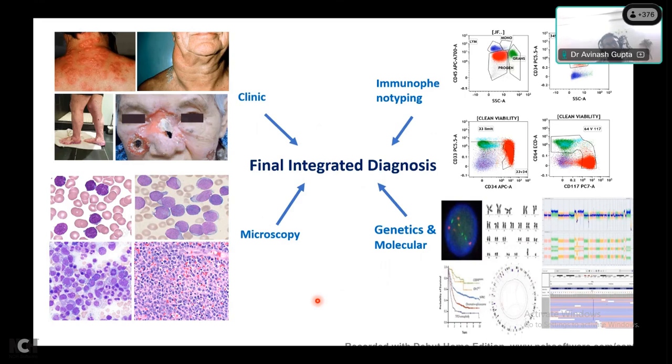Suppose you are suspecting acute leukemia based on the morphology and clinical history, then you will put a panel which is going to detect the blast and allow further characterization of the blast. Then you need genetic or molecular analysis, as we all know that the recent WHO classifications are based on genetic analysis. So in hematopathology, the diagnosis will be an integrated one.